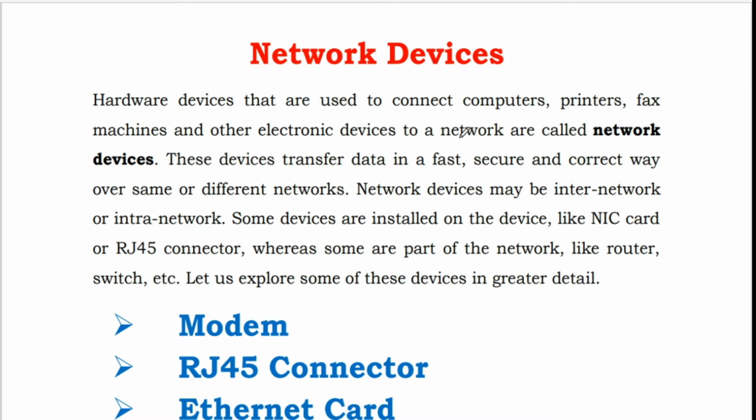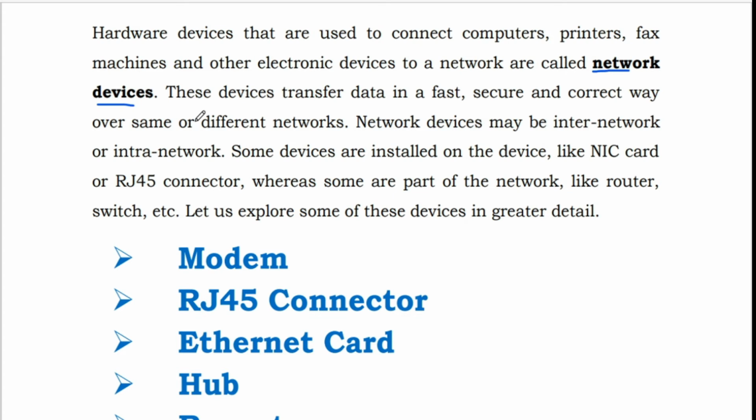A network is nothing but a collection of computers which are connected together and are able to exchange information between them with a set of rules and regulations. We call it a computer network, and these networks contain different types of electronic devices, like computers, printers, fax machines and other electronic devices. Hardware devices that are used to connect them to a network are called network devices.